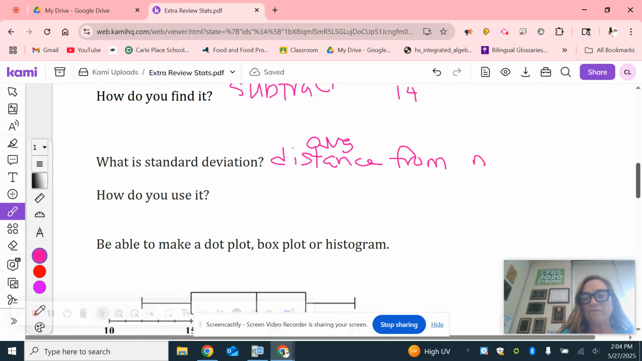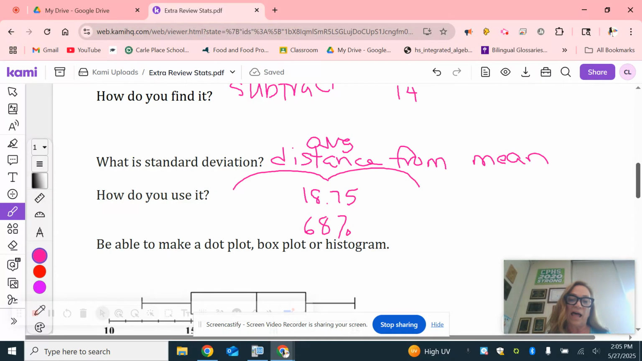I don't want to take away from the mathematical definition, but I don't want to get too complicated for you. So basically, you use it as a unit of measure. So I would take the mean, which in this case was 18.75, and I go one below and I go one above, and that's where 68% of the data would lie. And we use that as a way of saying what's considered normal. So where's most of the data? Where's 68% of the data, most of it?